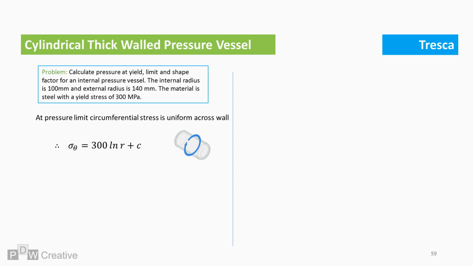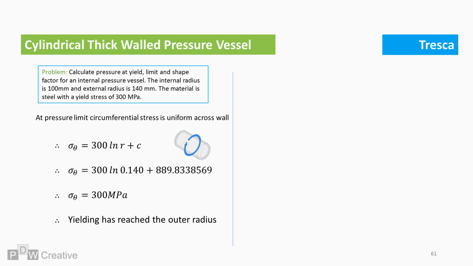Let's go back to our circumferential stress equation. Plug in C. Note that we have switched from internal to external radius. We have done this as when the external circumferential stress reaches yield, we will know yielding has spread through the entire wall thickness. Expanding out gives us an external circumferential stress of 300 megapascals.